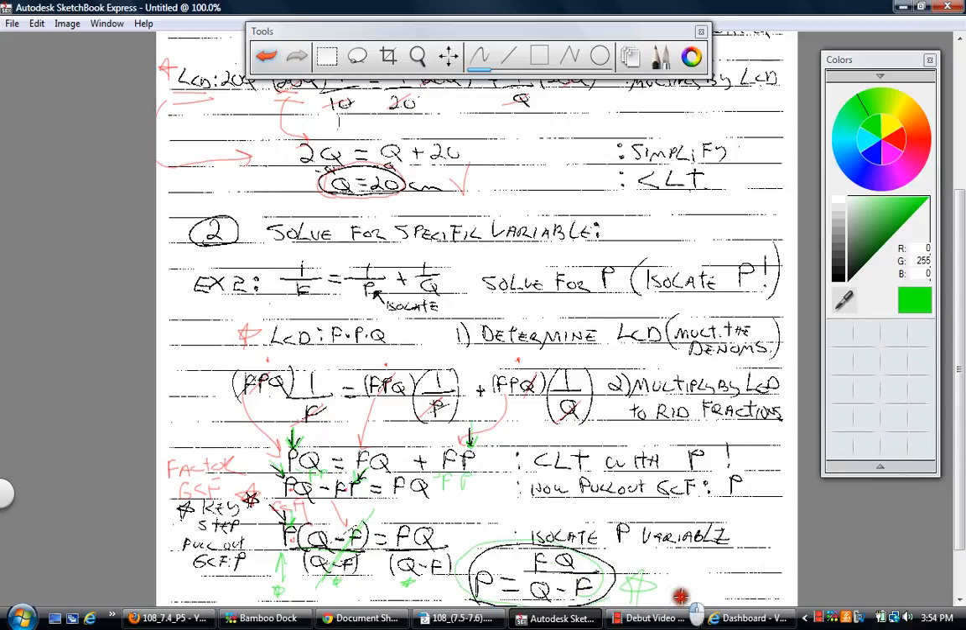Okay, that's a little tricky. It's good practice for you. Definitely good practice. It helps you get your algebra toolbox, your algebra properties, and balancing the equations to isolate your variables down.